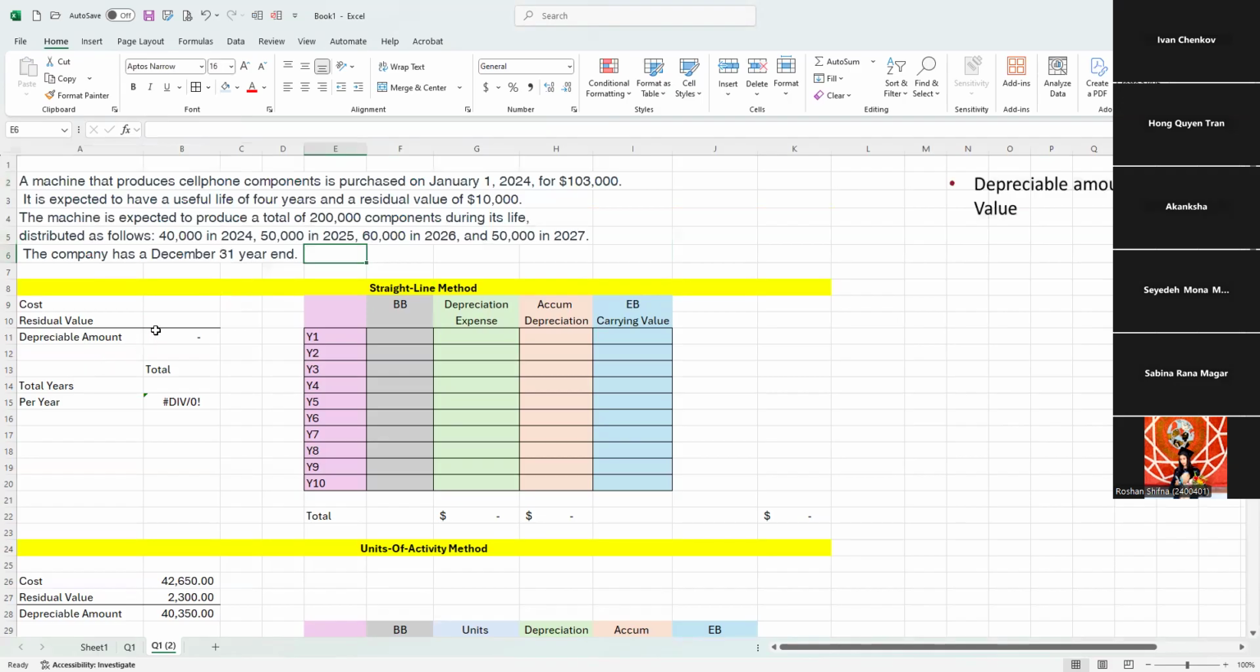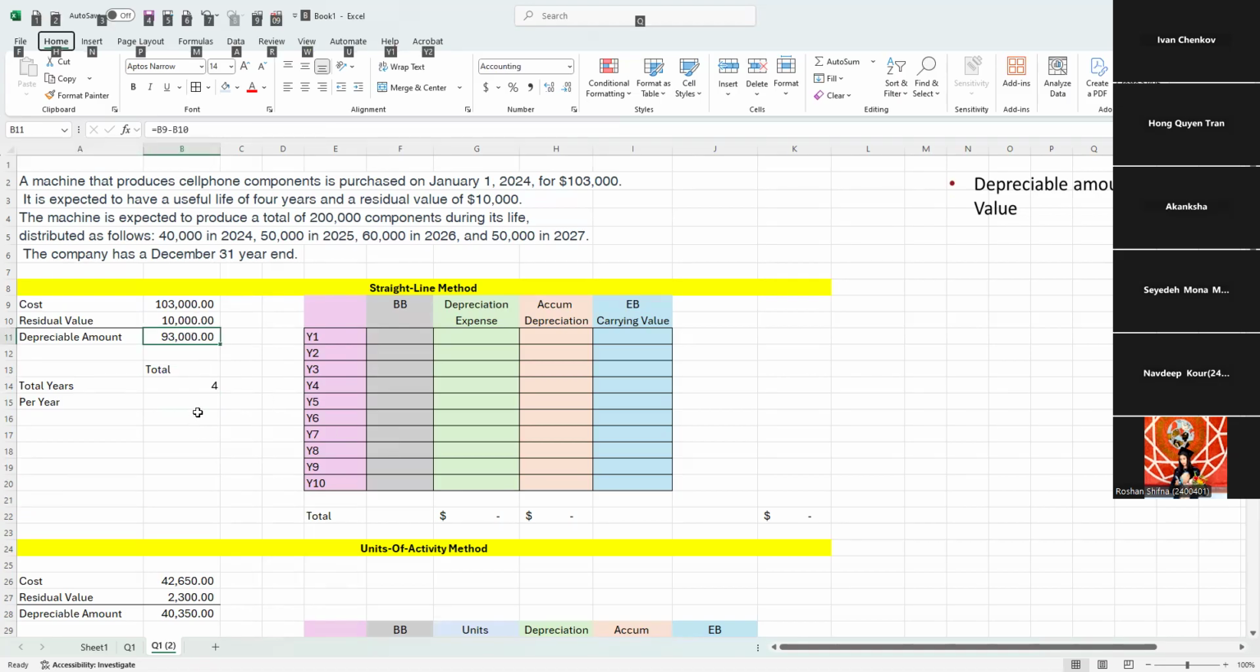What's the cost? It's 103,000. Is there residual value? 10,000. So how much we have to depreciate? 93,000. How many years? 4 years. How much will be per year now?